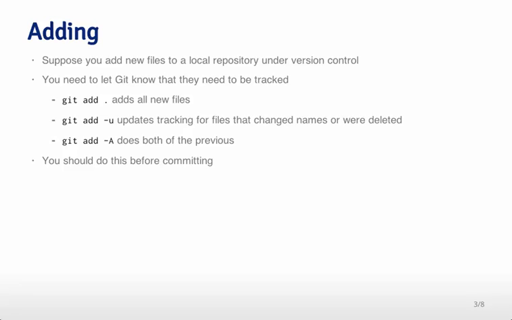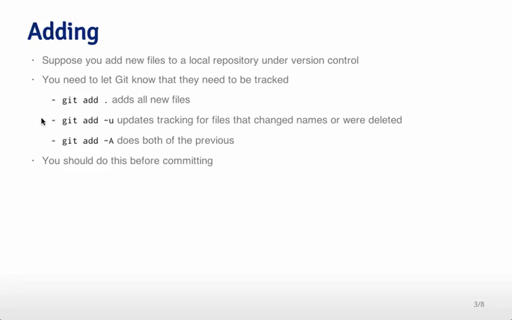Okay, so suppose you're working in a directory that is a repo that is under version control by Git. The first thing that you're going to want to do is put new files under version control. So what you need to do is add them to the index. To let Git know that they need to be tracked, you can use the add command. So this is git add dot, which adds all the new files in the current working directory. This is presuming that you're in the directory where you're adding new files.